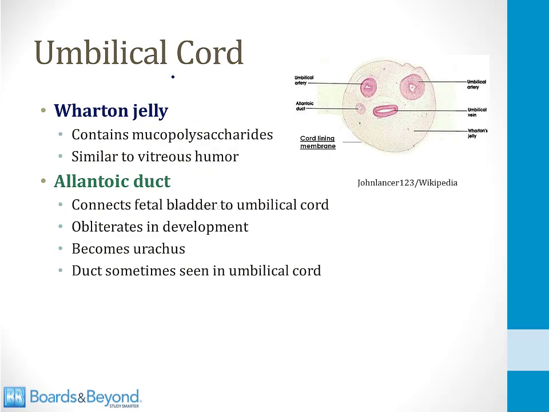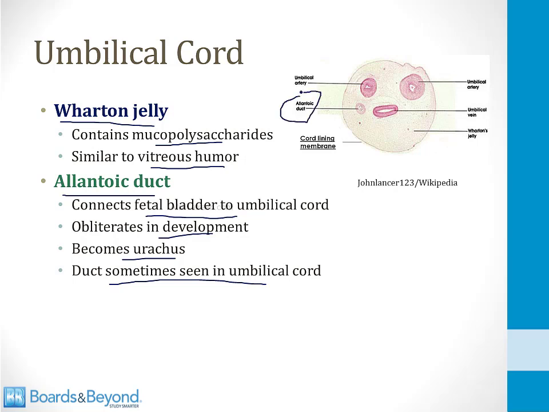Other structures you can see in the umbilical cord I mentioned before. One of them is Wharton's jelly. It contains mucopolysaccharides. It's very similar to the vitreous humor you can find in the eye. And you may see the allantoic duct. This is the structure that connects the fetal bladder to the umbilical cord. It obliterates in development and becomes the urachus, but sometimes the duct can still be seen in the umbilical cord, as is shown in this picture up here.